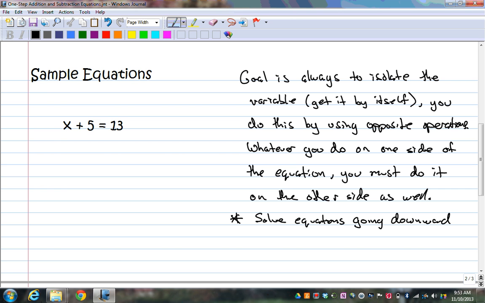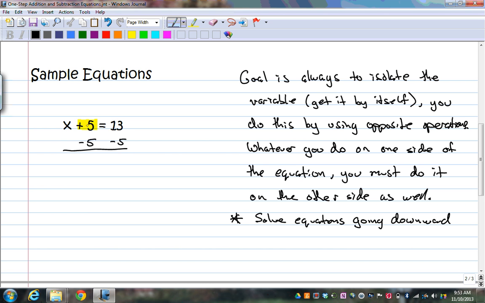Remember, we want to isolate the variable. You do that by doing opposite operations. So right now I have a plus 5 here that I want to get rid of in order to have the variable x by itself. The opposite of a plus 5 is a minus 5. Remember, our rules said, though, whatever you do to one side, you have to do to both sides. So I'll do that here, too.